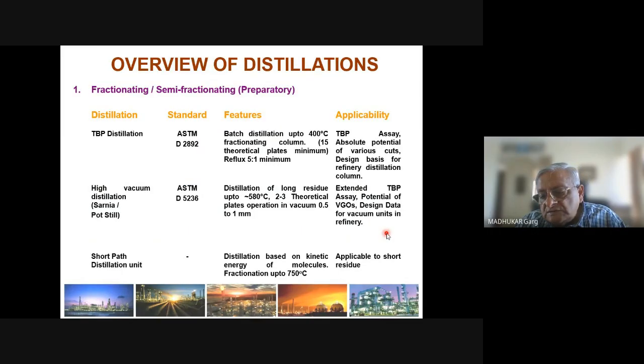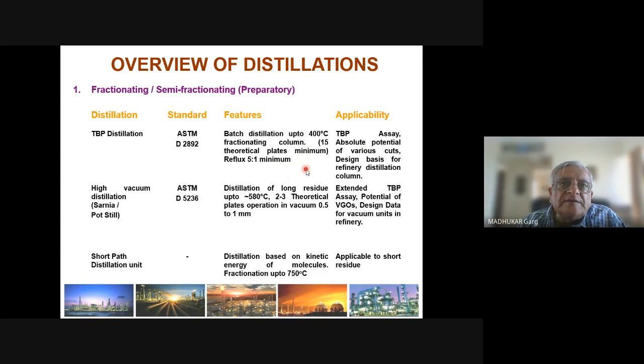So the first one was what we call TBP, true boiling point distillation, where actually it's a batch distillation up to about 360 degrees Celsius, not going beyond 400, with a column having a minimum of 15 theoretical plates with a very high reflux ratio of 5:1. That gives us a good fractionation of the various components present in the crude oil. These TBP distillation apparatuses can be of two types. It could be either just the reporting of the TBP curve, or it could also be preparative.